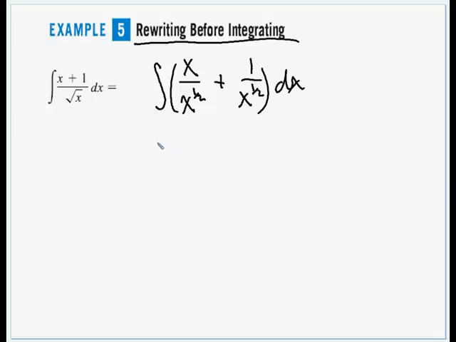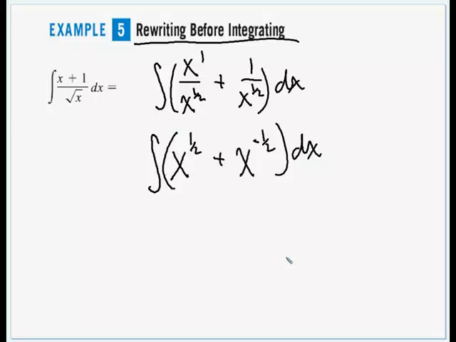And this will simplify even a little more. We have like bases, x, with different exponents. So when we divide like bases, we subtract exponents. 1 minus 1/2 is 1/2, x to the 1/2. Plus, we can rewrite this with a negative exponent, x to the negative 1/2. And to stay consistent, that would be in parentheses, dx.